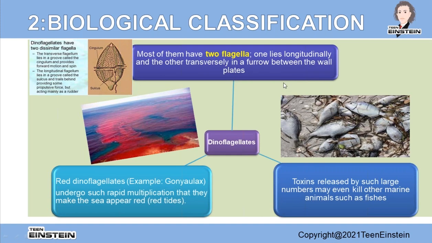And red dinoflagellates. I said so many pigments are present: red, blue, green, yellow. All these pigments are present in them. Sometimes red dinoflagellates multiply rapidly and give a red appearance to the sea. For example, Gonyaulax. Note down the name Gonyaulax. It is the example for red dinoflagellates. The rapid multiplication may cause the red appearance of the sea.